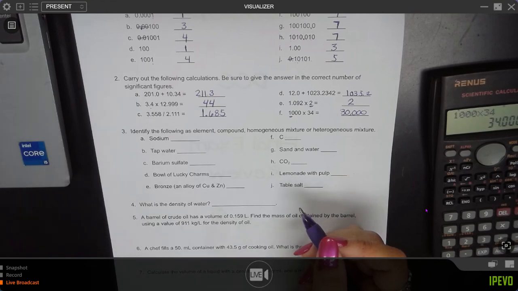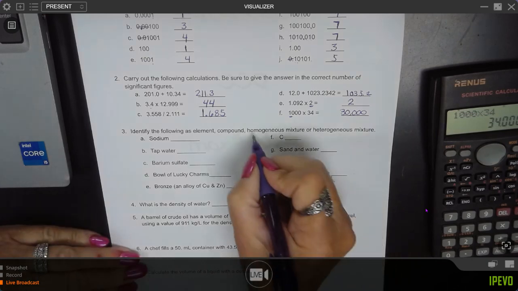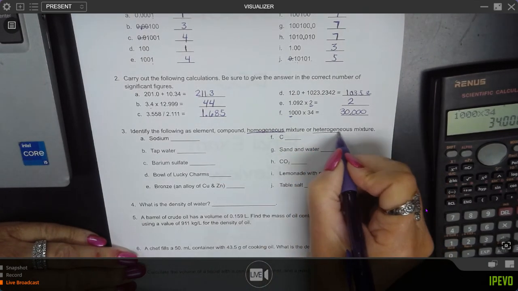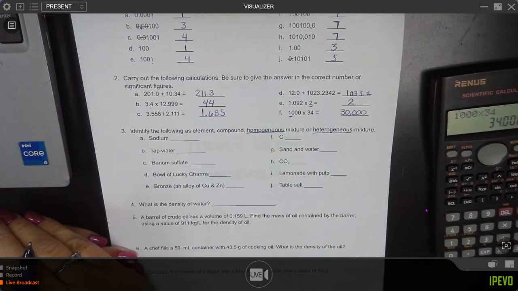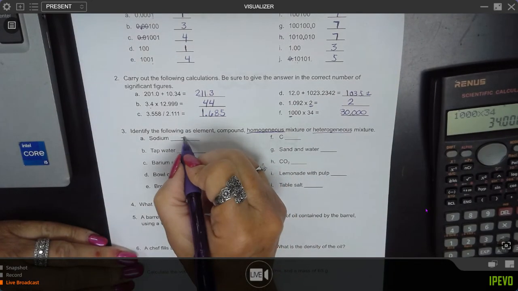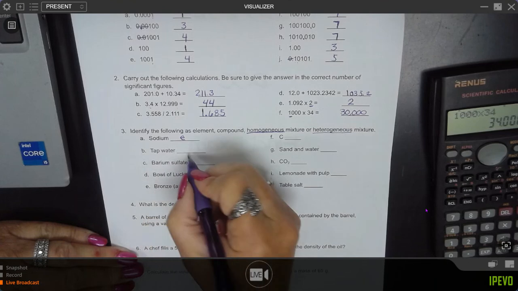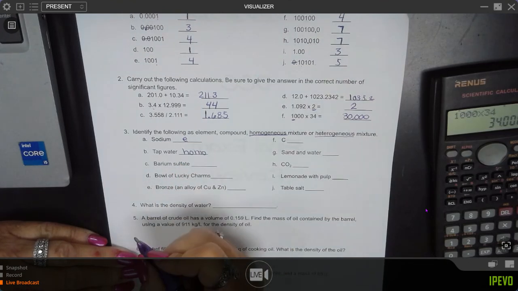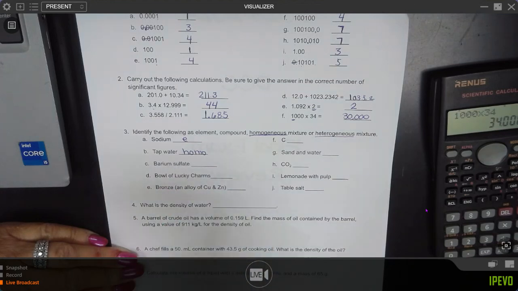Element obviously is just one name of the element. Remember, homogeneous looks the same throughout the mixture. Heterogeneous, you can see the different parts. All right, so sodium is an element. Tap water is going to be a homogeneous solution because it all looks the same, but we know that there's more than just H2O in there.